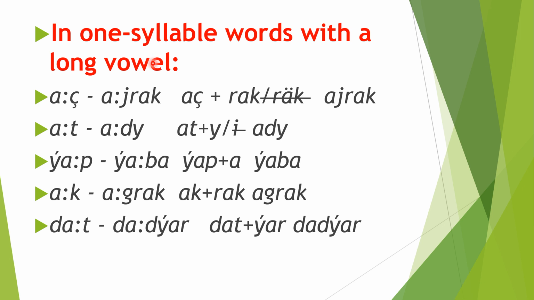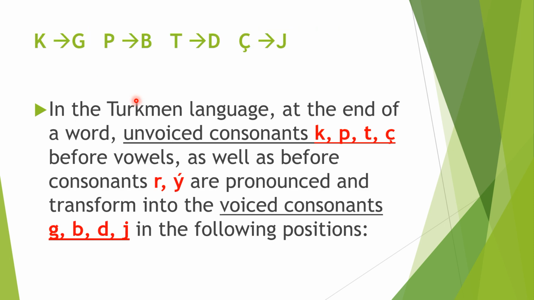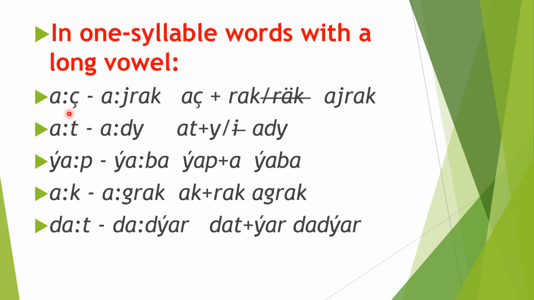For example, in one syllable words with a long vowel, the first condition is this. The one syllable word with a long vowel: aç. We added the suffix which begins with r. Here I told you r. So aç, ajrak, not açrak. So ajrak. And please pay attention that here also we need to follow the rule of yorin.